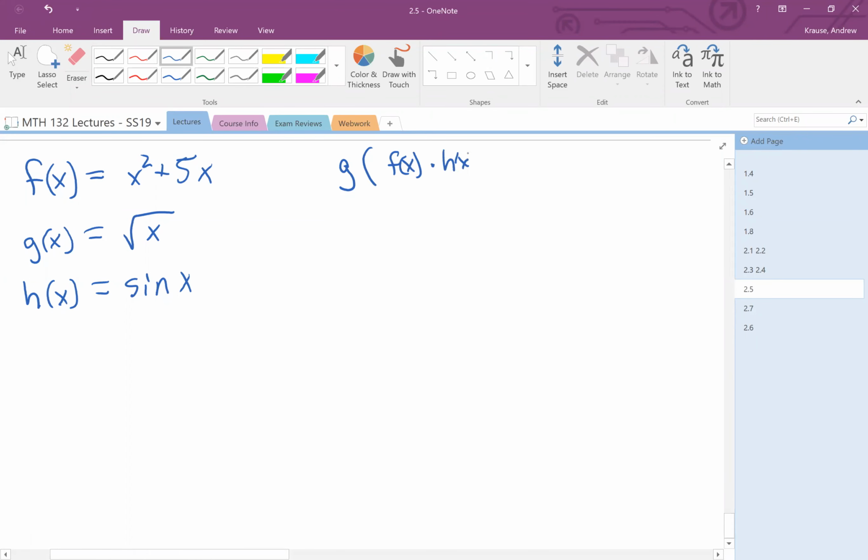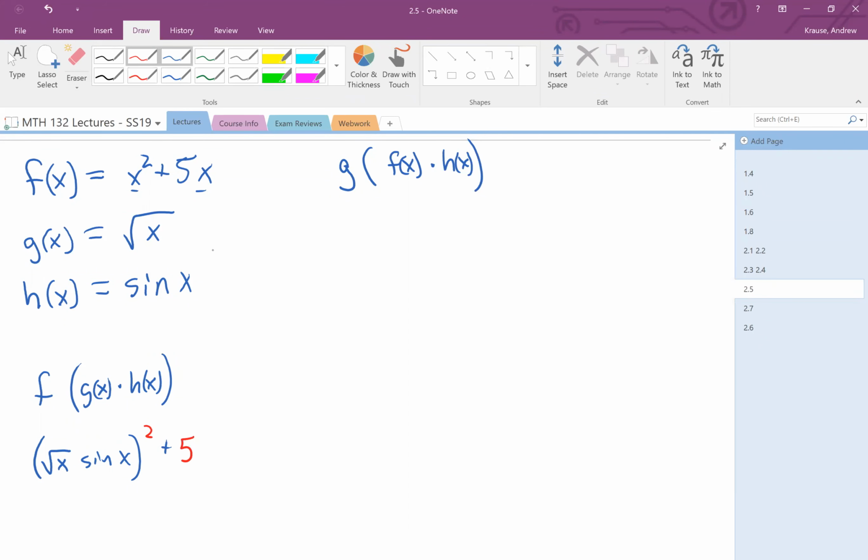times h of x. Let me show you real quickly why f of g of x times h of x would have been a weird problem, because we would have been plugging in g times h into both of those x's. So it would have been square root of x sine of x squared plus 5 times square root of x sine of x. And that derivative is really nasty, so we're not going to do that one.